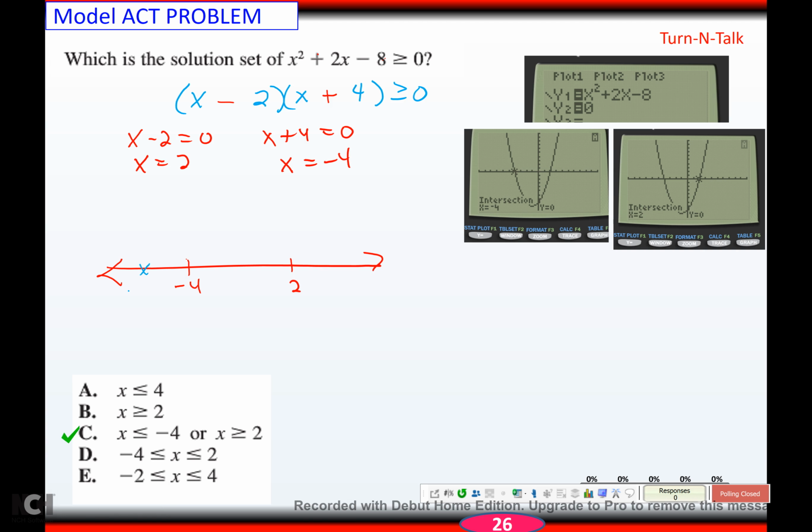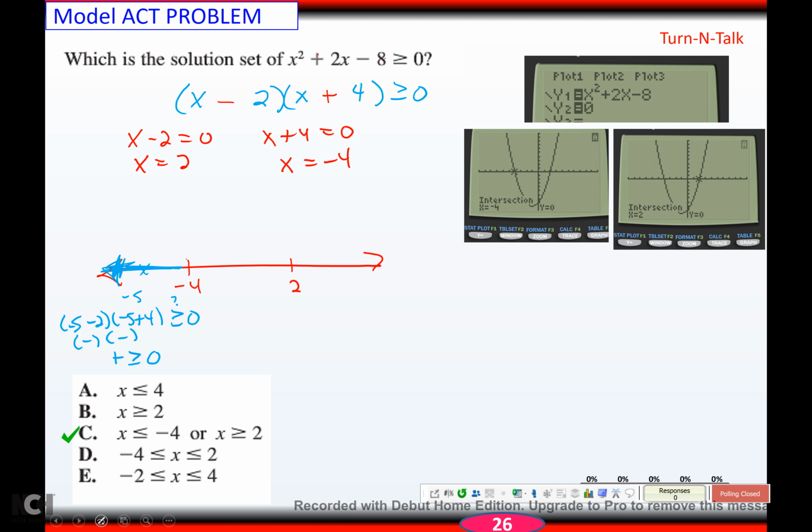Test, pick something down here. I'm going to pick negative 5. So I would have negative 5 minus 2, negative 5 plus 4, and we're seeing, is that greater than or equal to 0? That's going to be a negative. That's going to be a negative. A negative times a negative is a positive, which is greater than or equal to 0. So this section is true.